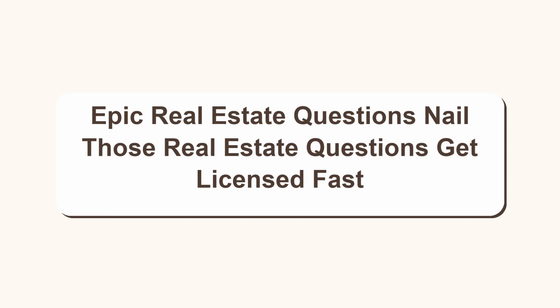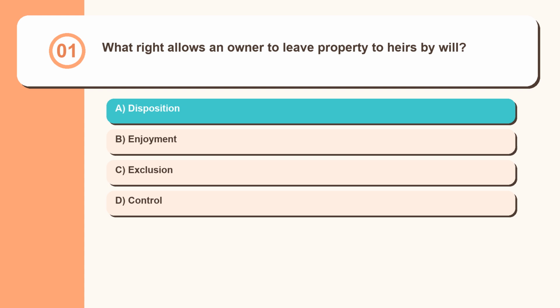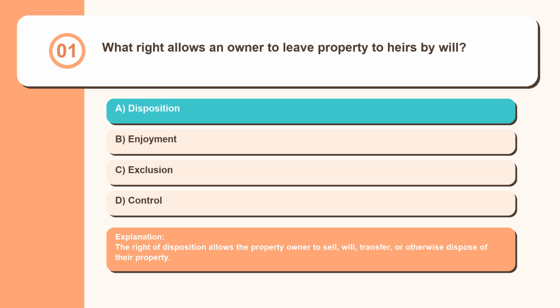Get licensed fast. Question 1. What right allows an owner to leave property to heirs by will? Disposition, enjoyment, exclusion, control. The right of disposition allows the property owner to sell, will, transfer, or otherwise dispose of their property.